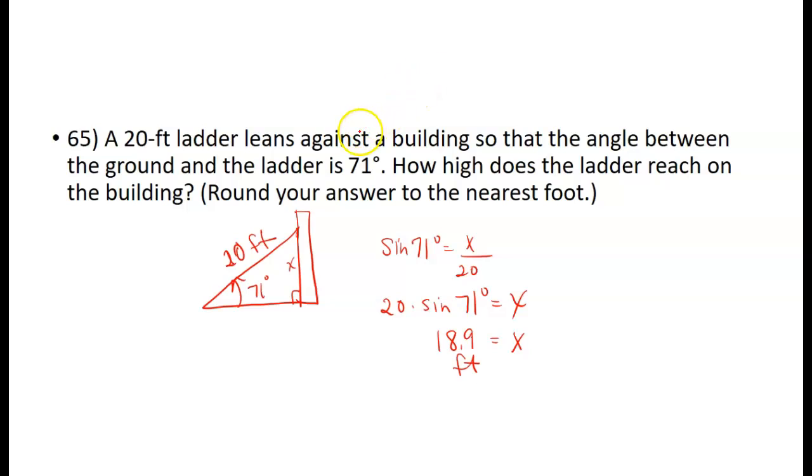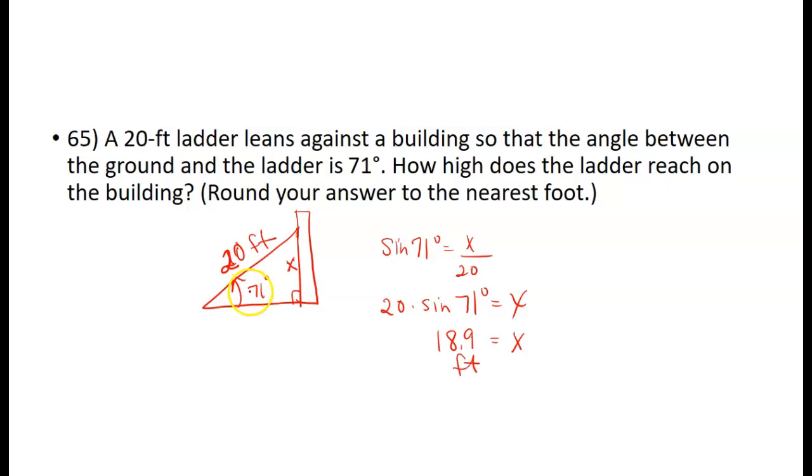Okay, a 20-foot ladder leans against a building so that the angle between the ground and the ladder is 71 degrees. So here we have our building. We have our ladder that's leaning against the building, and it's 20 feet. And then we have this angle between the ground. So here's our ground and here's our ladder. So this is our angle, 71 degrees. How high does the ladder reach on the building? So this is the x that we need to find here.